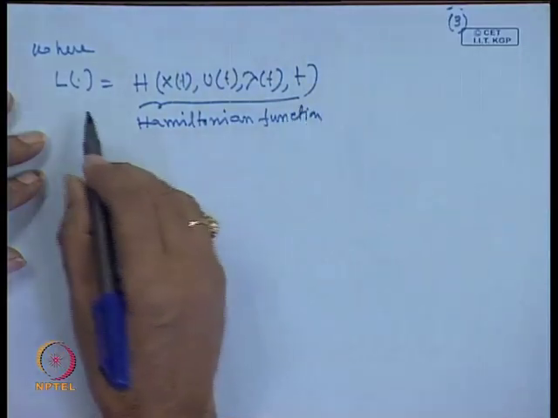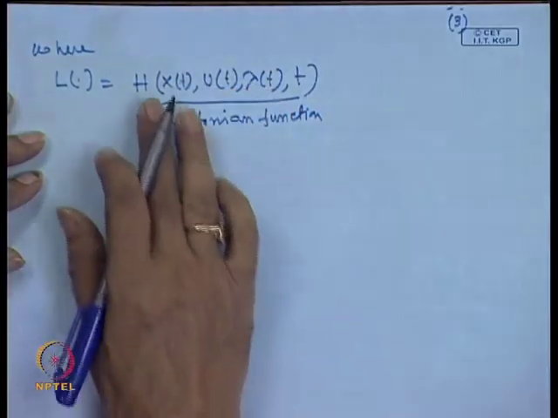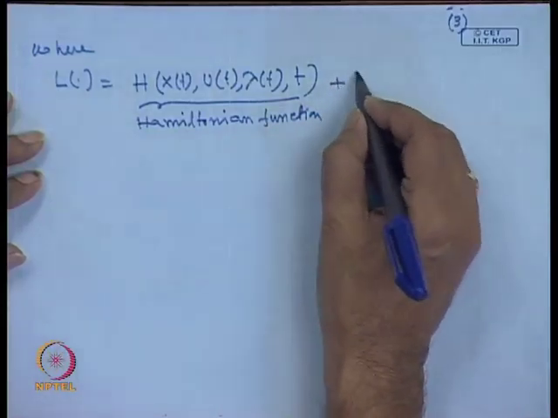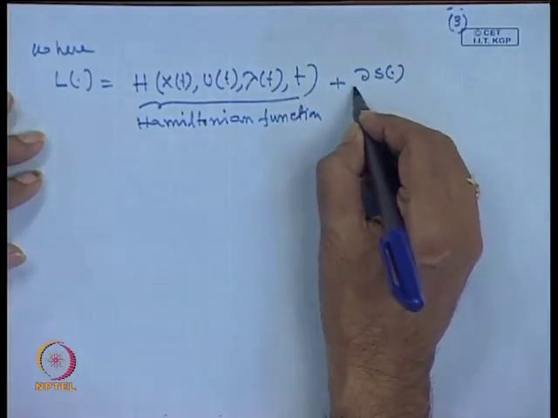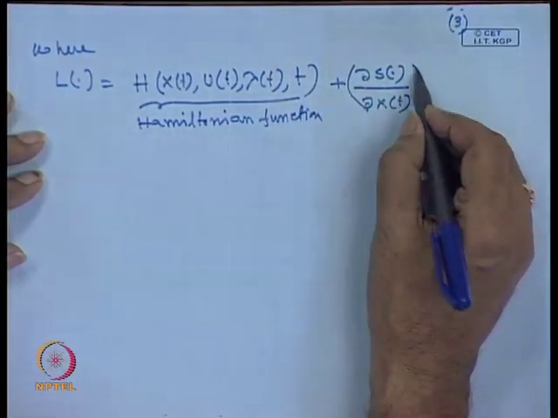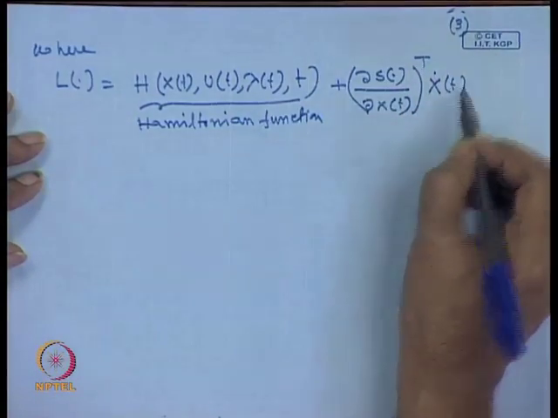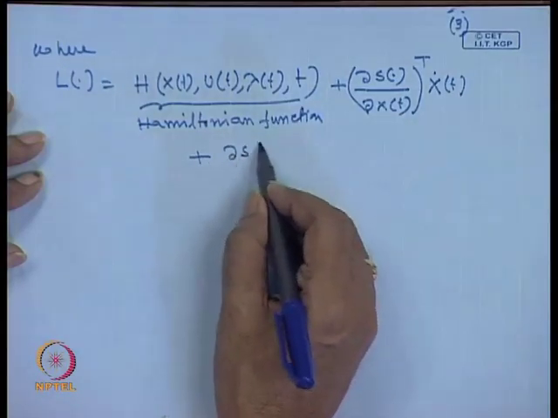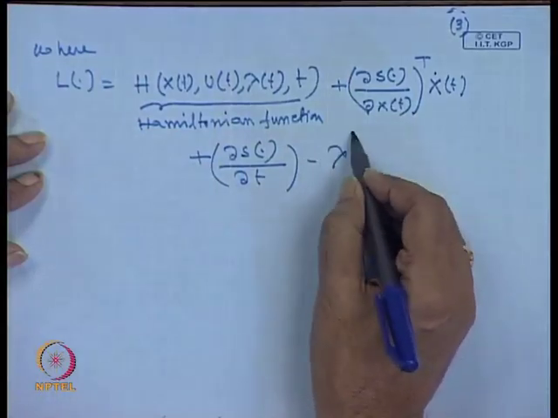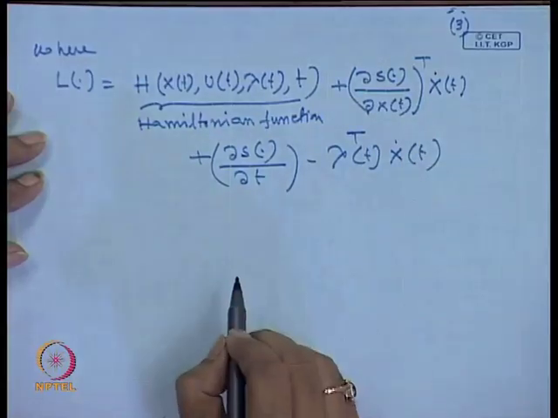So, the Lagrangian function, this Hamiltonian function, is nothing but, if you see what we have considered, we will write it as this plus del s by del x of t whole transpose x dot of t, plus del s by del t, minus lambda transpose of t x dot of t. Agree.